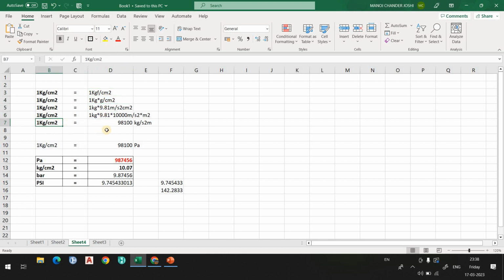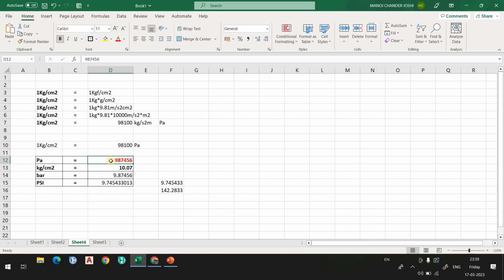So 1 kg per centimeter square is equal to 98100 Pascal. Okay, this is equal to the Pascal that we have already discussed. Now just see here, if you have the unit in Pascal, then how can you convert that unit into kg per centimeter square, bar or pound per square inch? That we are going to discuss in this video.